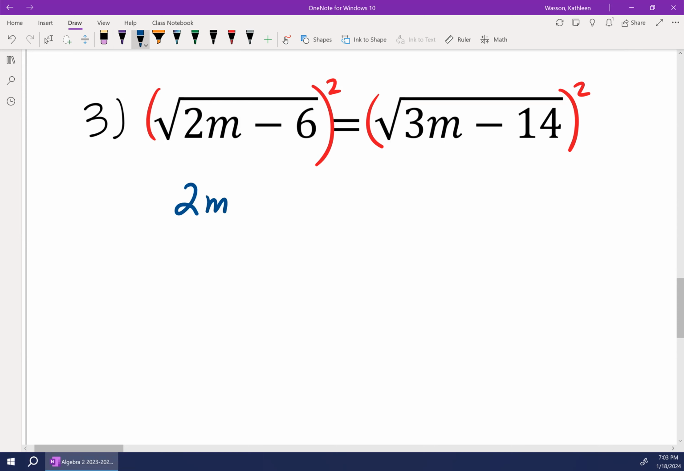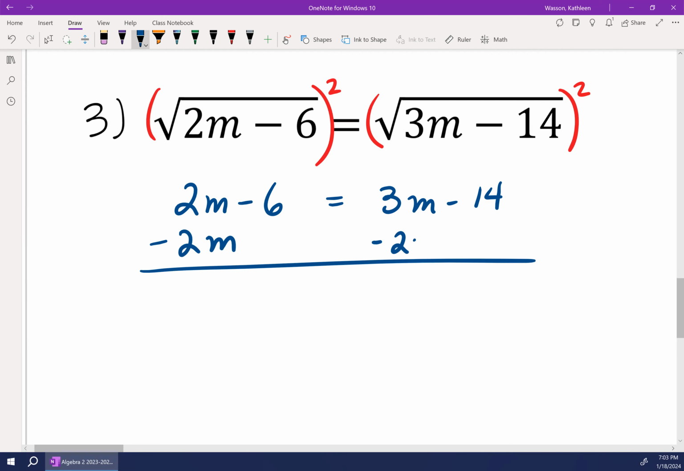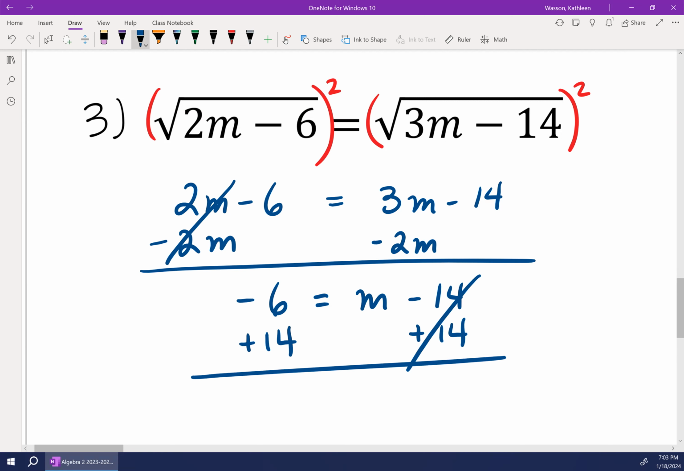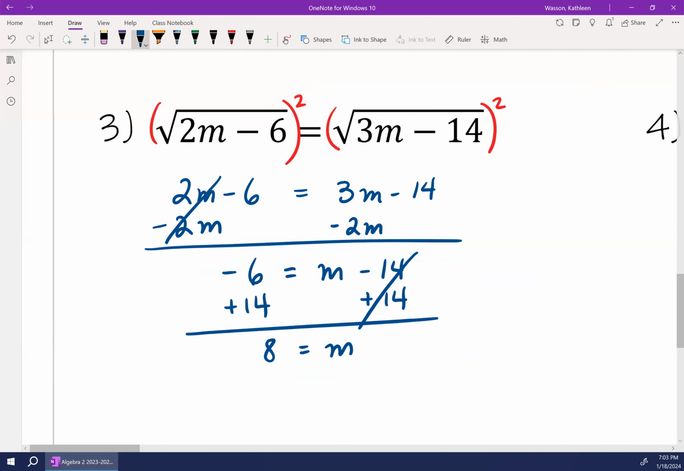And I'm left with 2m minus 6 equals 3m minus 14, and I solve for m. We get m is 8. And I check my work.